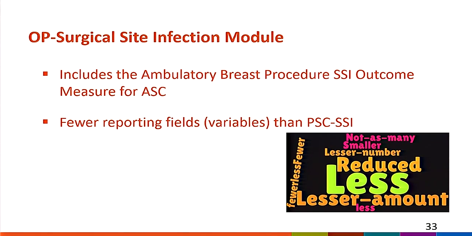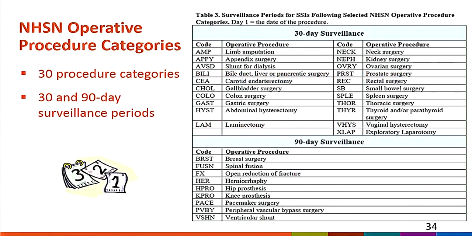The module includes the ambulatory breast procedure SSI outcome measure for ASCs, and we'll get into the details of this shortly. The module also includes fewer reporting fields than the patient safety SSI module. Procedures are assigned to one of the 30 NHSN operative procedure categories based on the CPT codes mapped to these categories. The surveillance period is either 30 or 90 days, depending on the procedure category. And you can see here in this list that that's outlined.